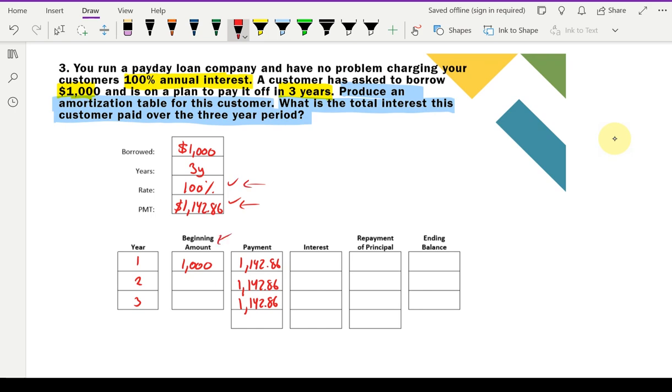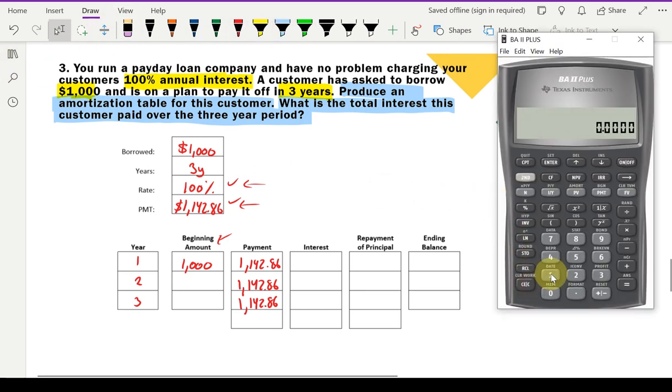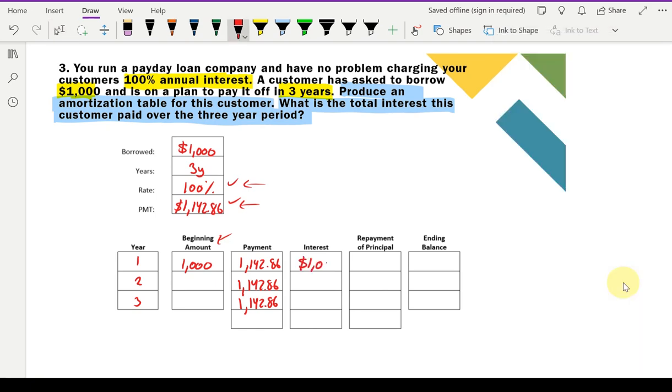So 100% times 1,000. Let's just make sure we get that right. Times 100%, which is just 1, right? So, for example, we use this 100 and we use the percentage. Notice it changes that to 1. If we multiply it times 1,000, of course, it's going to give us 1,000. So we're paying $1,000 just in interest.